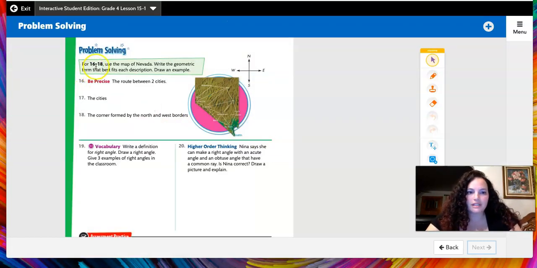So numbers 16 through 18, you're going to use the map of Nevada, write the geometric term that best fits each description. Draw an example. Be precise. The route between two cities. So from here to here. And I think this might work best if I make this a little bit bigger for us if I can.